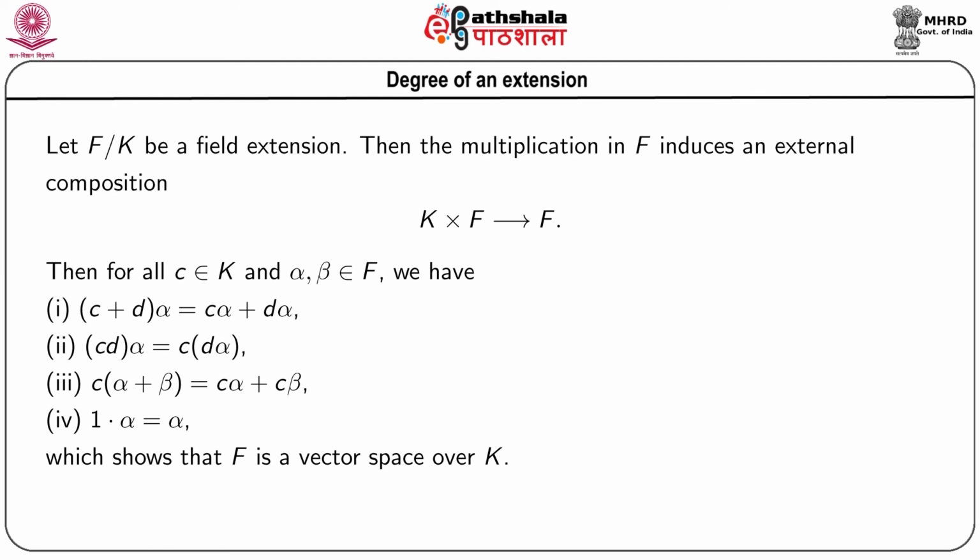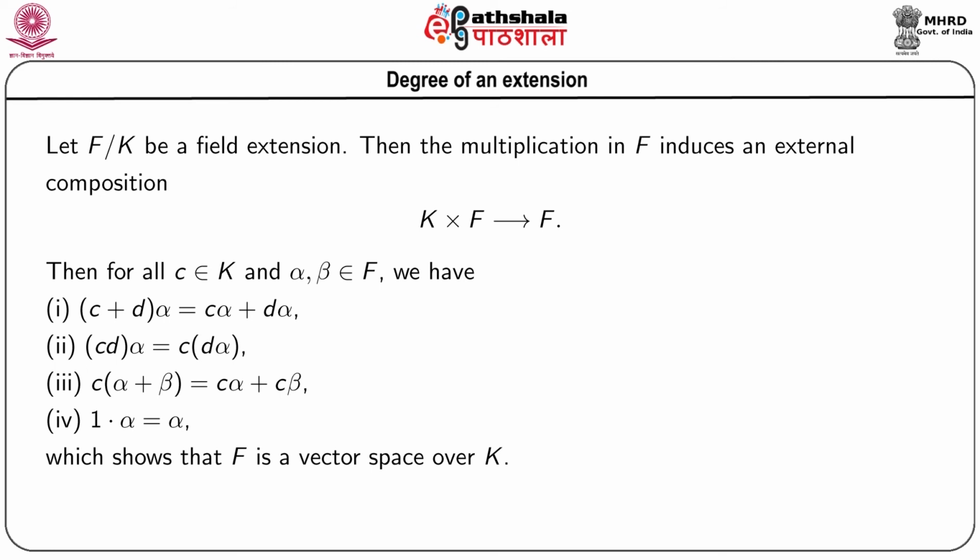Let F by K be a field extension. Then the multiplication in F induces an external composition K cross F into F, and it is easy to check that this external composition satisfies the following 4 properties. Actually, properties 1 and 3 are nothing but the distributivity of multiplication over addition in the field F, property 2 is the associativity of product in F, and the 4th property is the property of the unity.